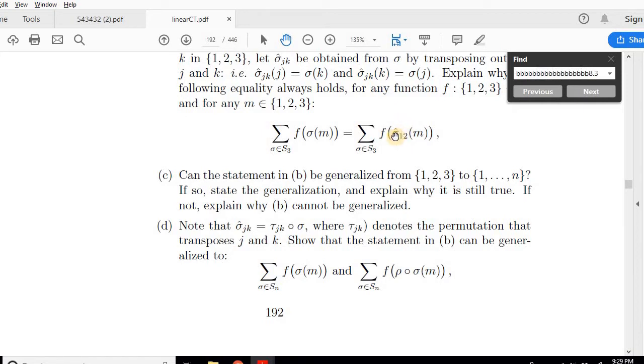You could replace this sigma hat 1, 2 with tau 1, 2 composed sigma of m. Now, part D says that in fact, if you replace that tau 1, 2 with any permutation, any permutation rho, it's still true. So not just for transpositions, but for any type of permutation whatsoever. If I sum over all permutations sigma, and I take this function of sigma of m, but then I compose it with another permutation, that's not going to change the result.